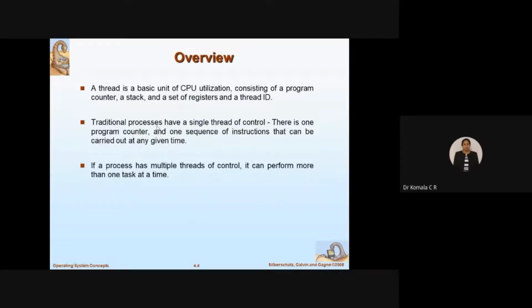So coming to the traditional processes, they have a single thread of control. I said if I have only one thread, then I will go for one thread ID. If I have more than one thread, then how will I process? Let us consider I have a single thread of control. I will be executing with a single thread. I have one thread ID with which I am working. So how will I do that? If I go for a single thread, that means there is one program counter and one sequence of instructions. So I have only one set of it.